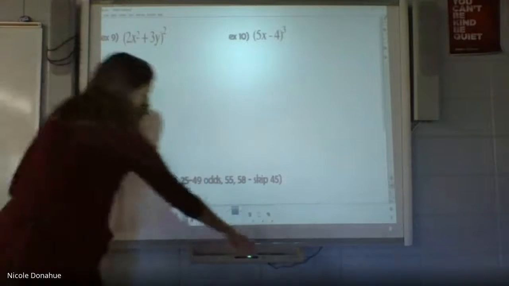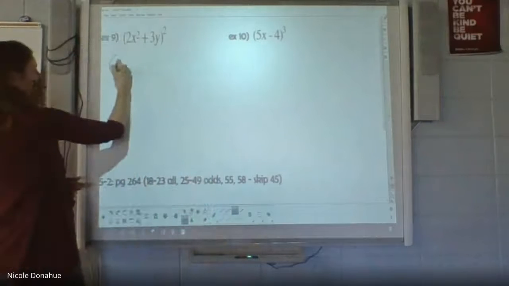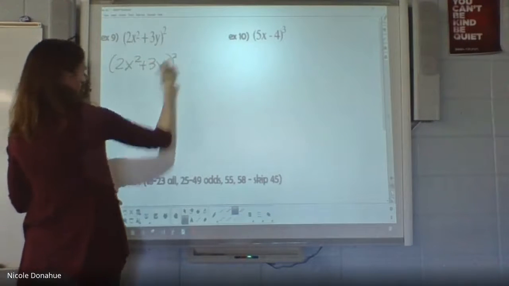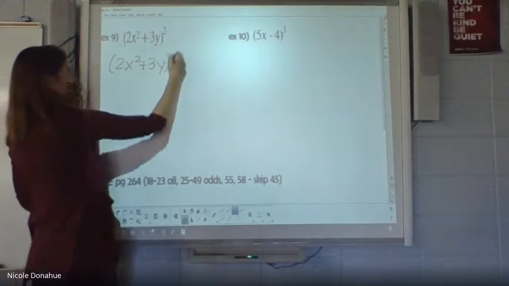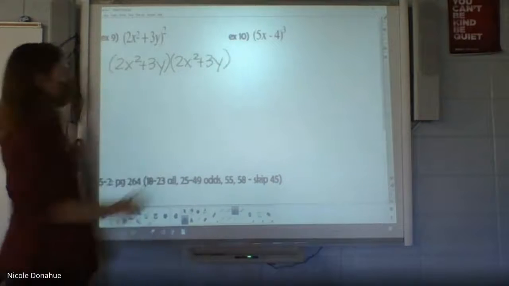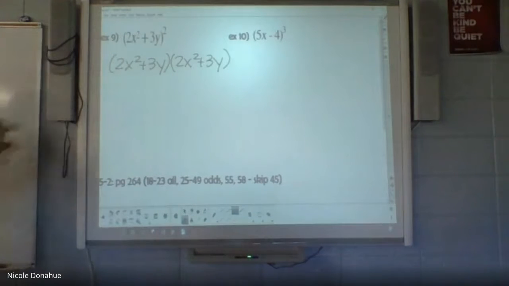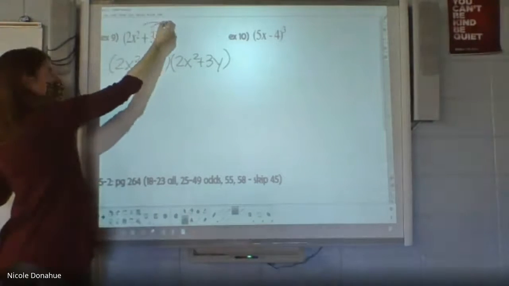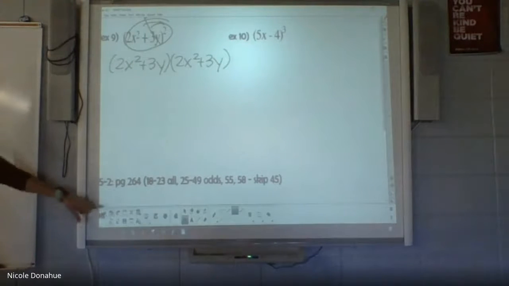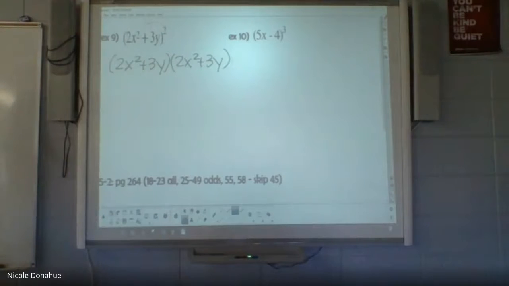Multiply it twice. So I'm going to take this instead and rewrite it twice. I can't just distribute that power in. So distributing this power is a no-no, so don't do that. We have to write it twice. Now I can do FOIL.